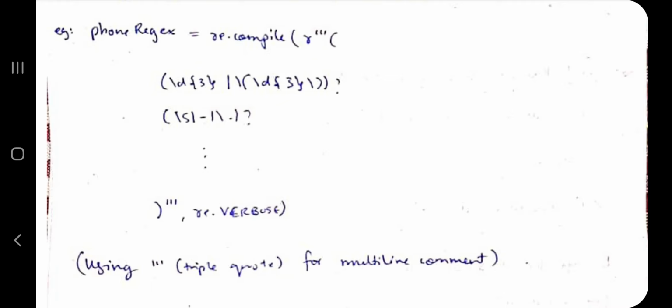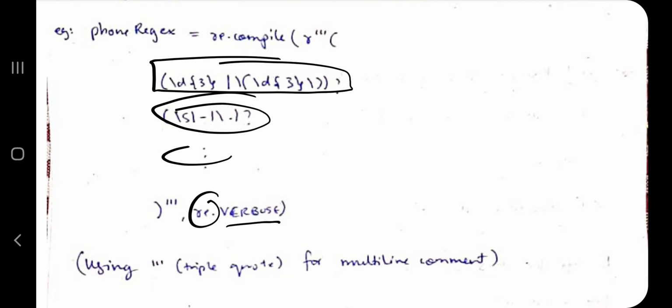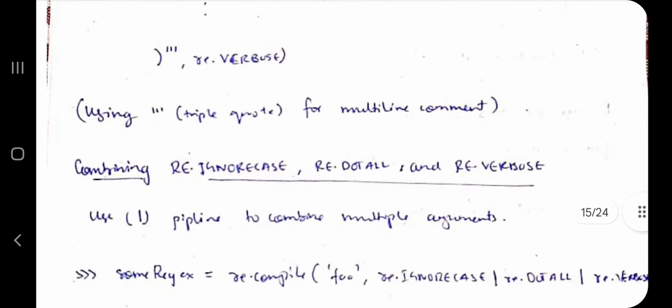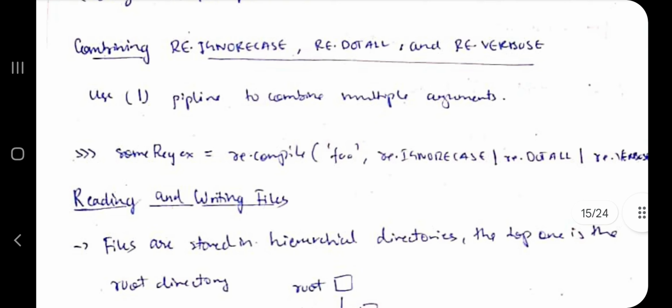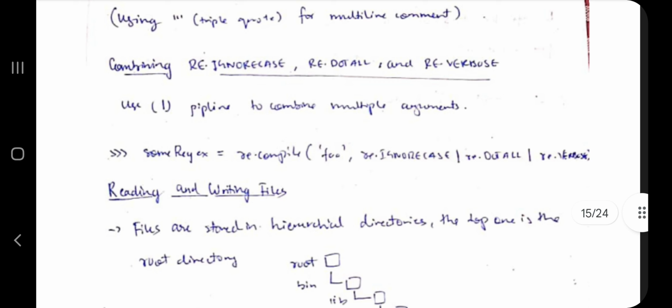Okay, that is done by using re.VERBOSE. It will arrange each criteria in a separate line, and triple quote is used for multi-line comments. And if you want to combine the three cases, re.IGNORECASE, re.DOTALL, and re.VERBOSE, we can use the pipe operator. For example, if I write like this, it will be a valid string. It will take care of each of these cases.